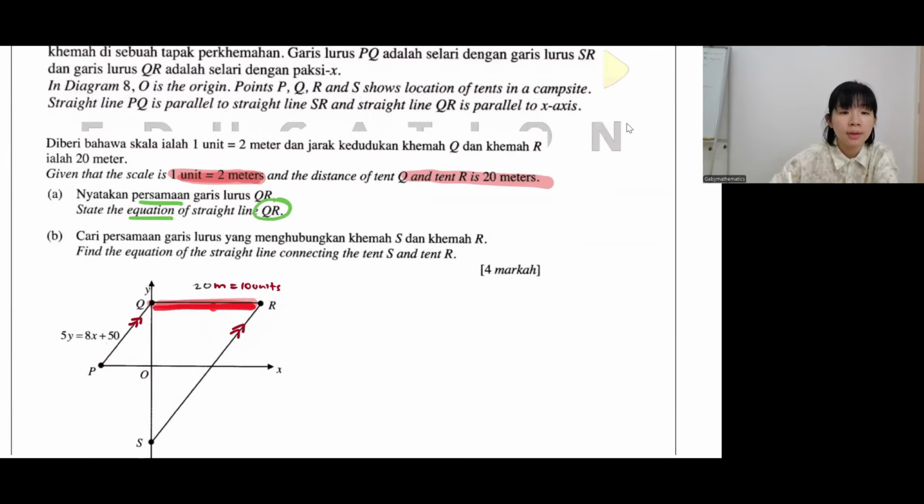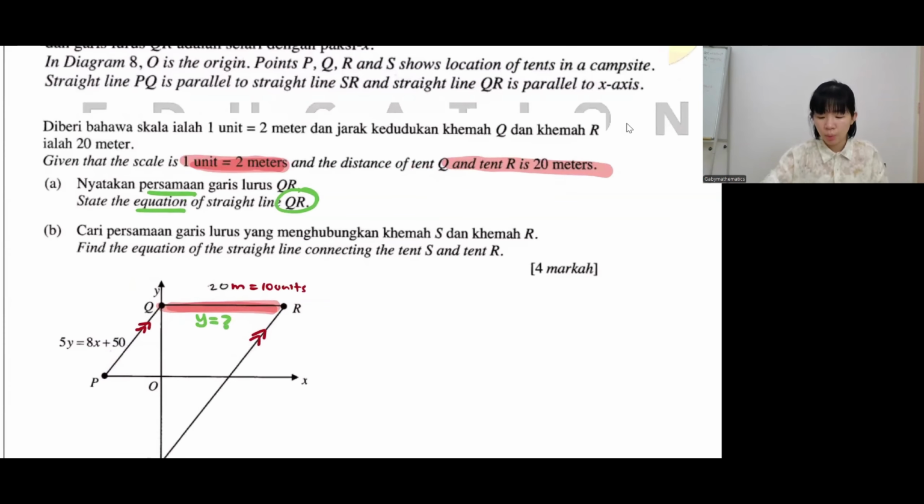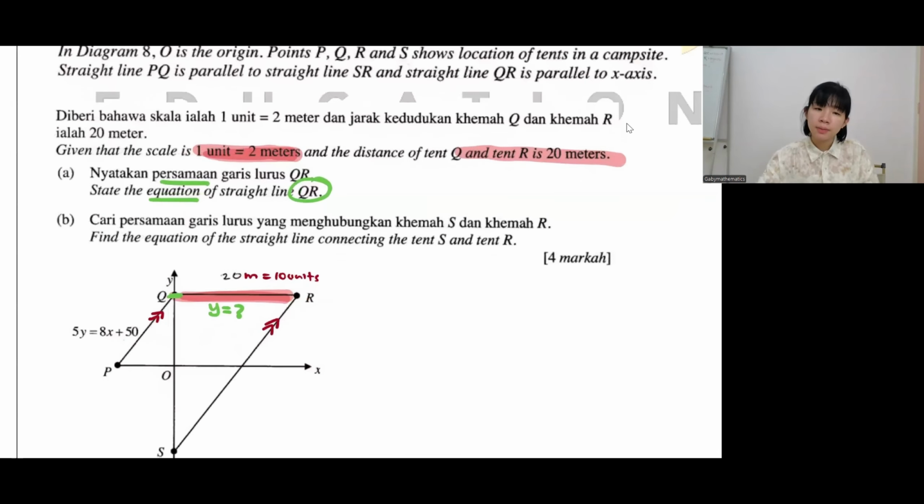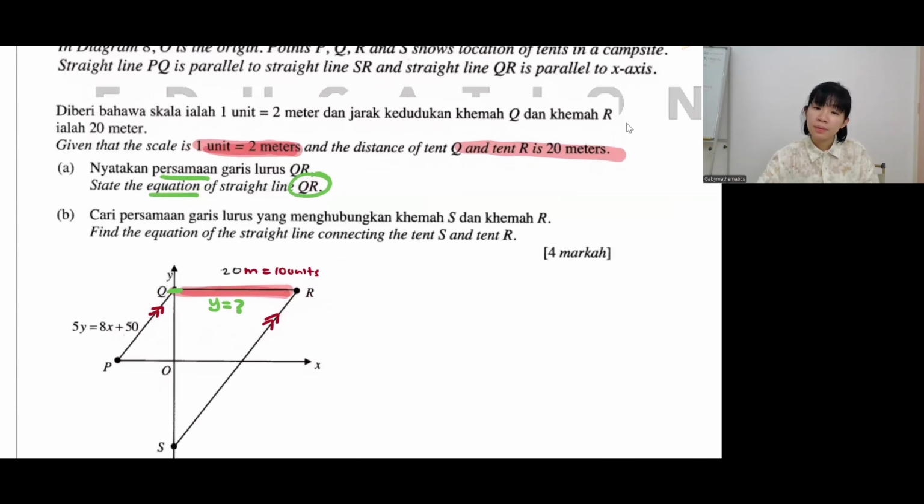Okay, the one that I highlighted, QR. So you know that it's a horizontal line, guys. It touches the y-axis only. So the equation is definitely y equals something. Okay, guys, what is the something? What is the number at Q? Anybody can tell me? If you know the number, then you can write the equation.